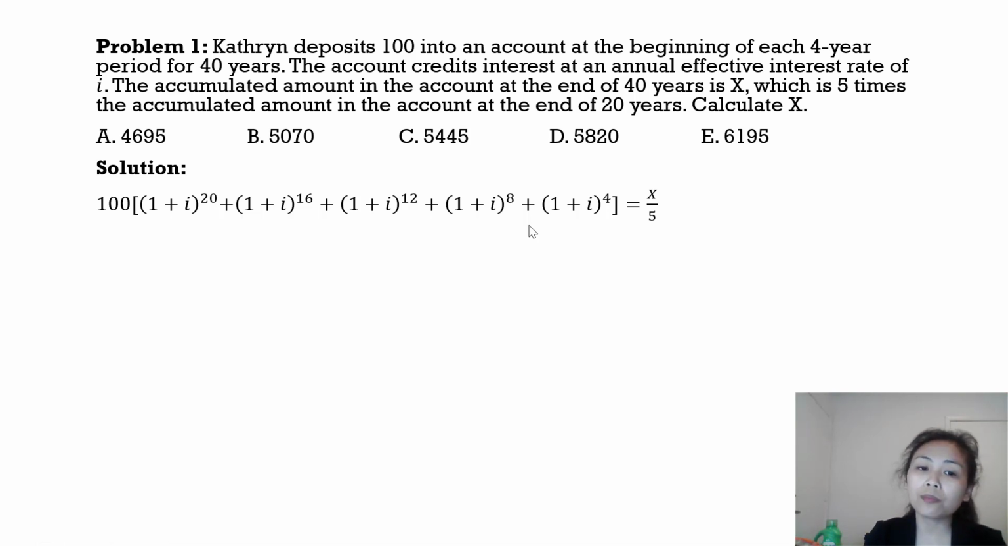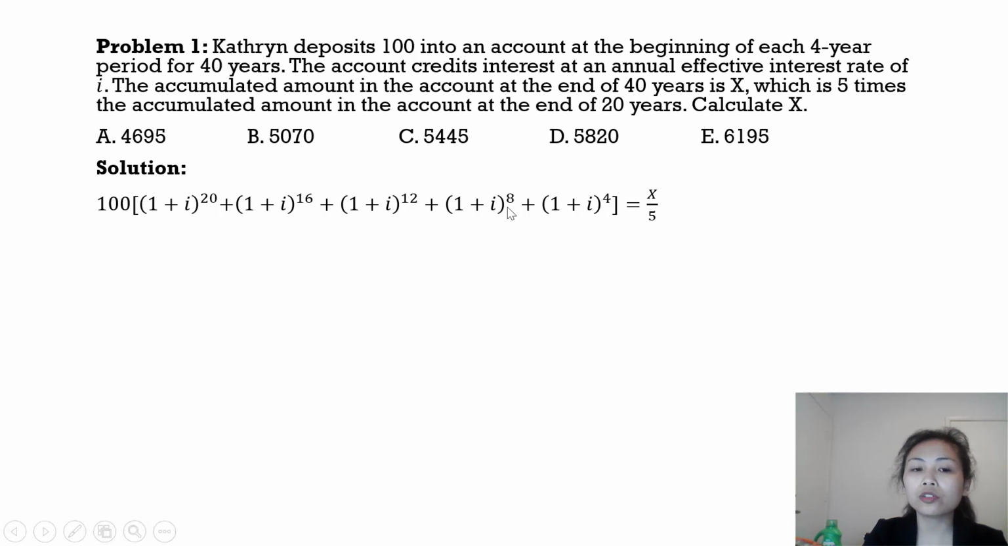at time 0 we make a payment because this is made at the beginning. So 20 years later we need to move upward 20. So the first term is 1 plus i to the 20, and so on to 1 plus i to the 4, and this is X over 5.